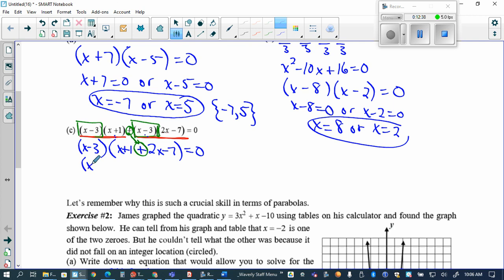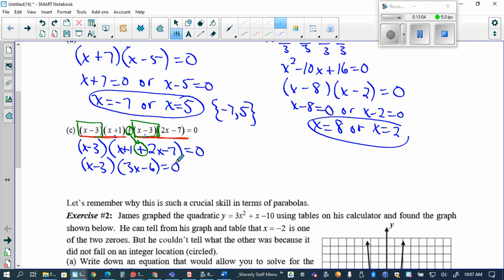So x minus 3. Let's combine our like terms in here. What do we got? Combine like terms. 3x, plus or minus 6, minus 6 equals 0. Now we have a factor.